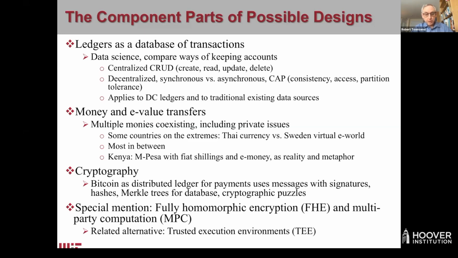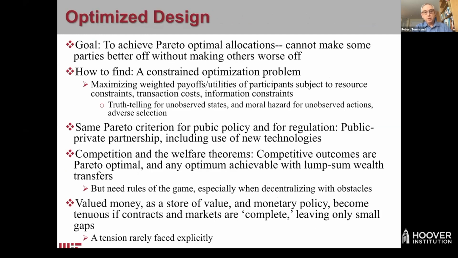I want to mention specifically encryption, fully homomorphic encryption, and multi-party computation, and something related, which is trusted execution environments. So they'll play a role as they pop up on the slides. So optimized design. The goal, to me, is to achieve Pareto optimal allocations. That is to say, allocations such that no one can be made better off without making someone else worse off.